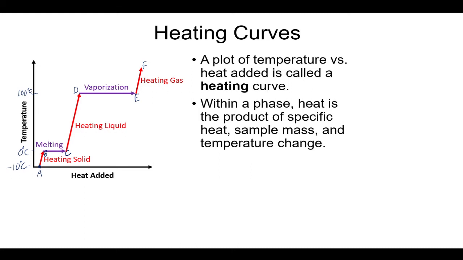And so within a phase, the heat is the product of specific heat, sample mass, and temperature change. Okay, so the total heat sometimes we call Q, and within a phase, we're going to have different formulas here, so I'm going to outline them. Within a phase, Q is the product of specific heat, which you might see called S, times the mass of the sample, and then times the temperature change. Okay, so I think I misspoke, but this is within a phase, so this is A to B.